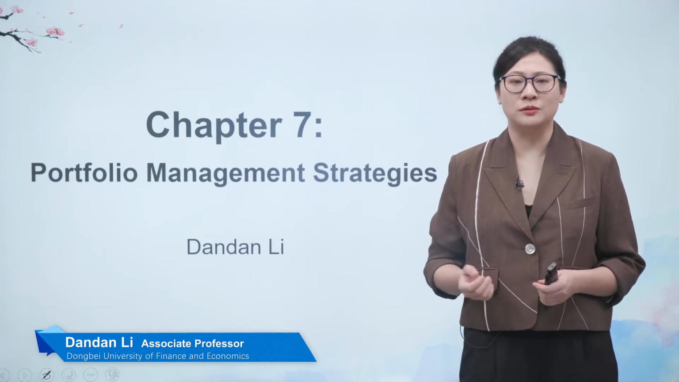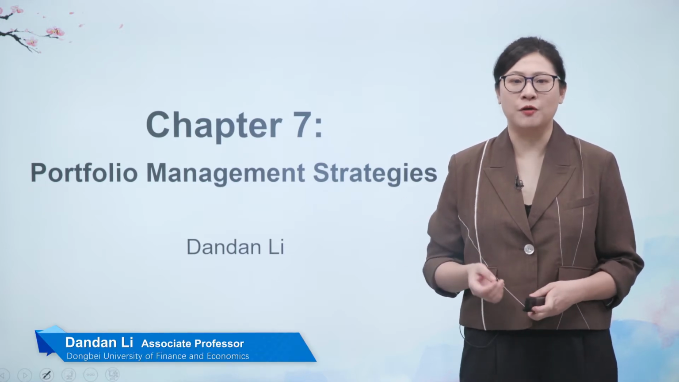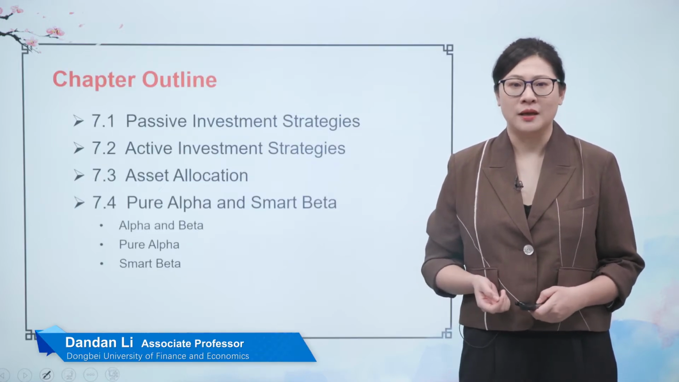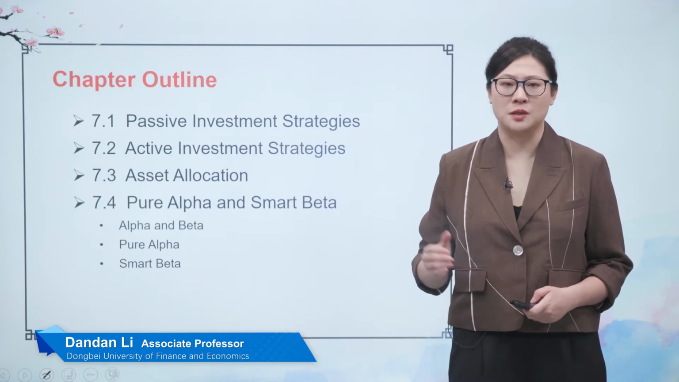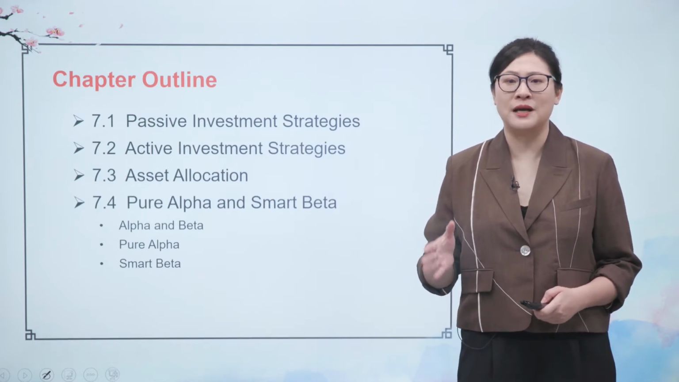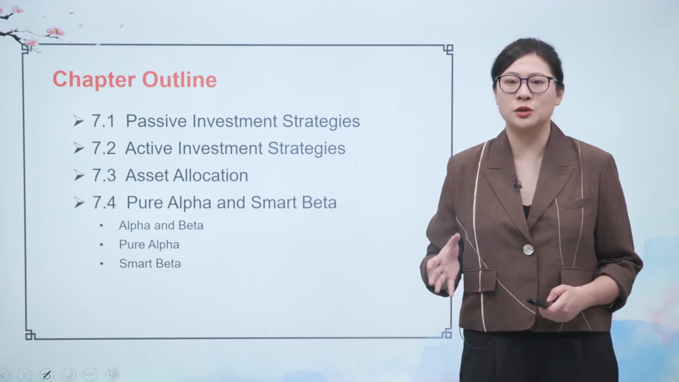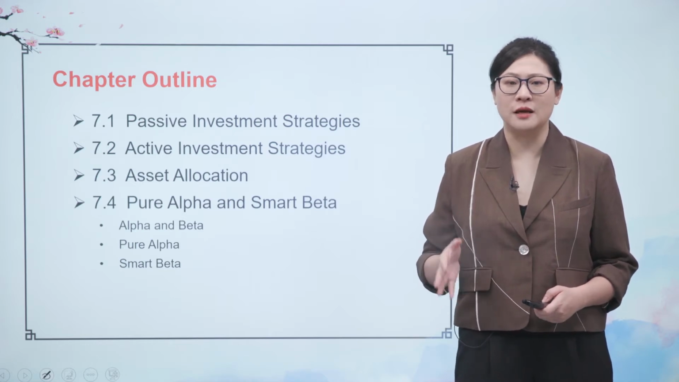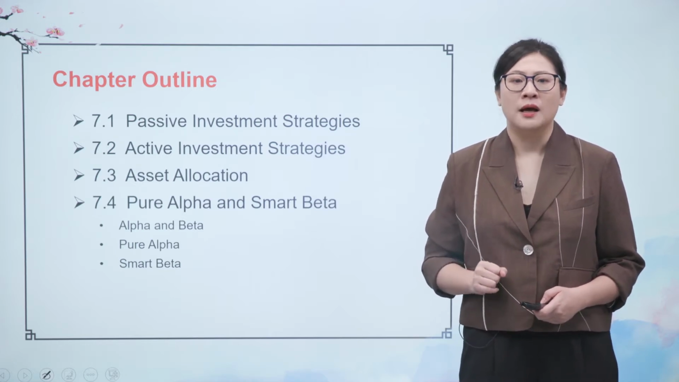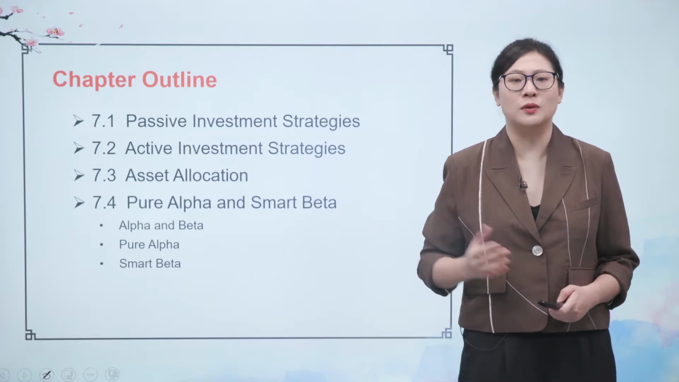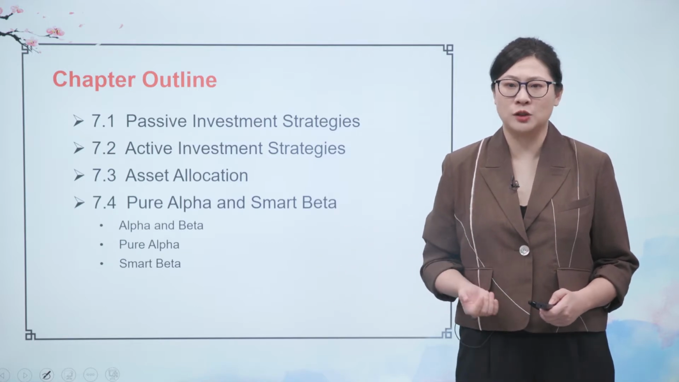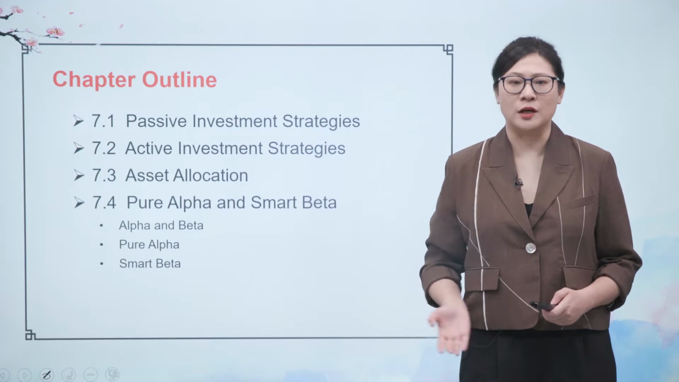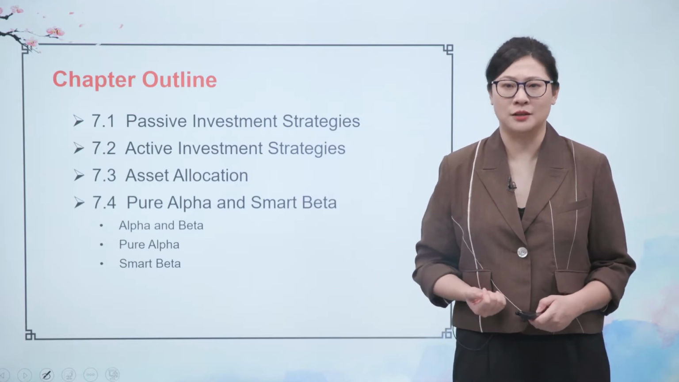Let us continue with Chapter 7, portfolio management strategy. In this section, 7.4, we will introduce the pure alpha and smart beta strategies. These two strategies are widely used in mutual funds now. We will first introduce what alpha and beta are, then introduce the pure alpha strategy, and last we'll introduce the smart beta strategy.